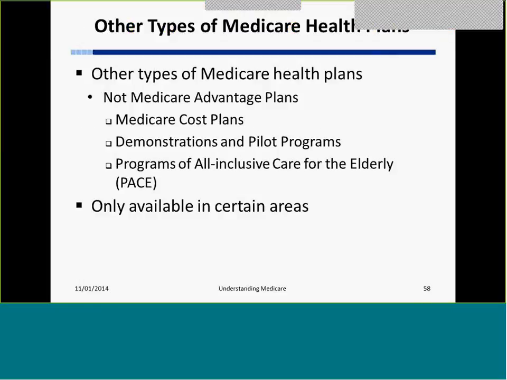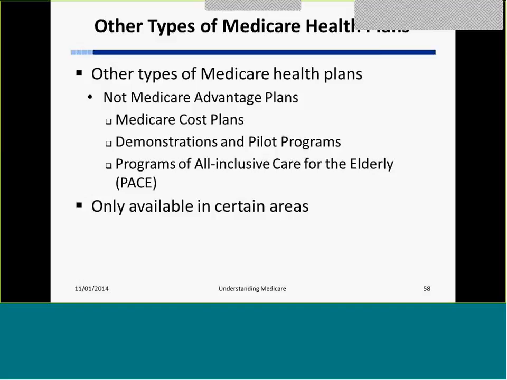Cost plan, I've run into these once when I lived in eastern Iowa. There was a plan called the Dubuque Medical Associates Cost Plan. Medical Associates owns the hospital in Dubuque and several doctor clinics. They started their own Medicare Advantage as a cost plan. And a cost plan is kind of like a Medicare Advantage chameleon.